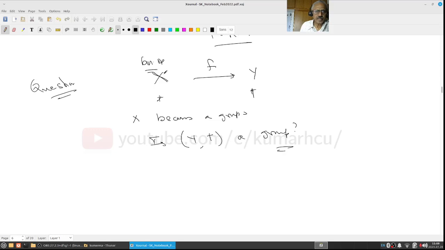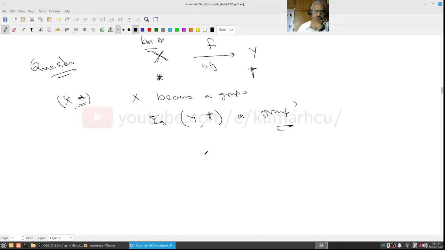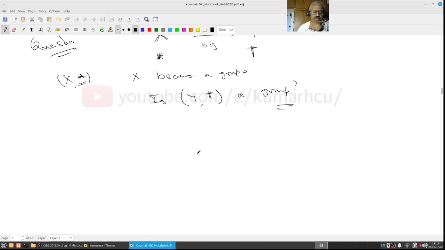So I have a binary operation star on X, with respect to which it is a group. Now I learned, using f, which is a bijection, how to transfer this to get a binary operation dagger on Y. So a natural question I can ask is whether this is a group. Let us look at an example first and go through this. We will do it.